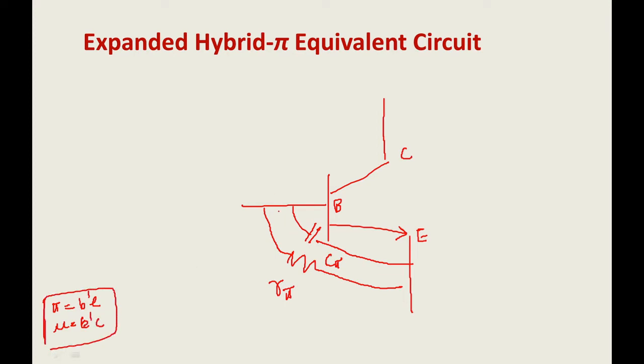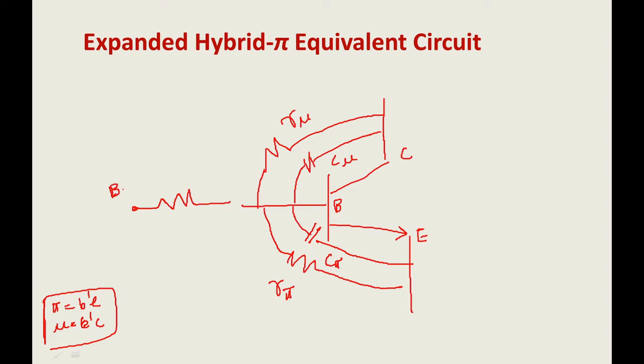Similarly, when you come to the base and collector, it is reverse bias, so you have a reverse resistance, that is R mu, and a reverse capacitance, C mu. That's all.